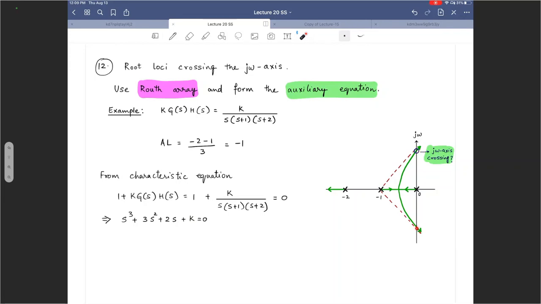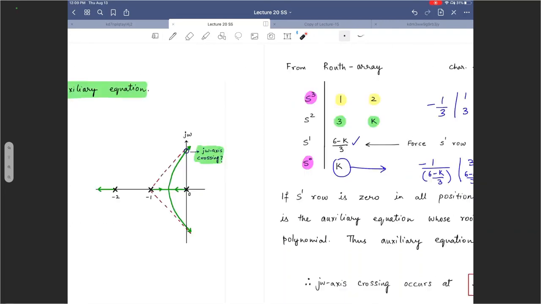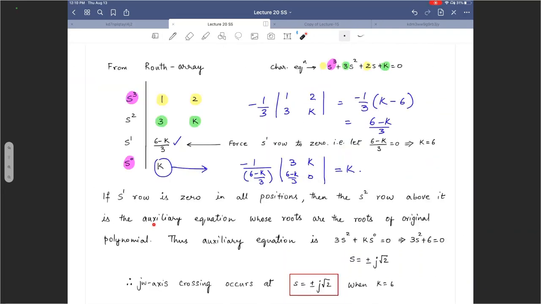Now, what is the value of s at which that happens? You can find that out by building the auxiliary equation. The auxiliary equation can be written using the s squared row, which means I've got 3s squared plus k s raised to 0 equals 0. Solve that quadratic to find the two values of s, plus or minus j square root 2. So those are essentially your two j omega crossings that occur when k equals 6.